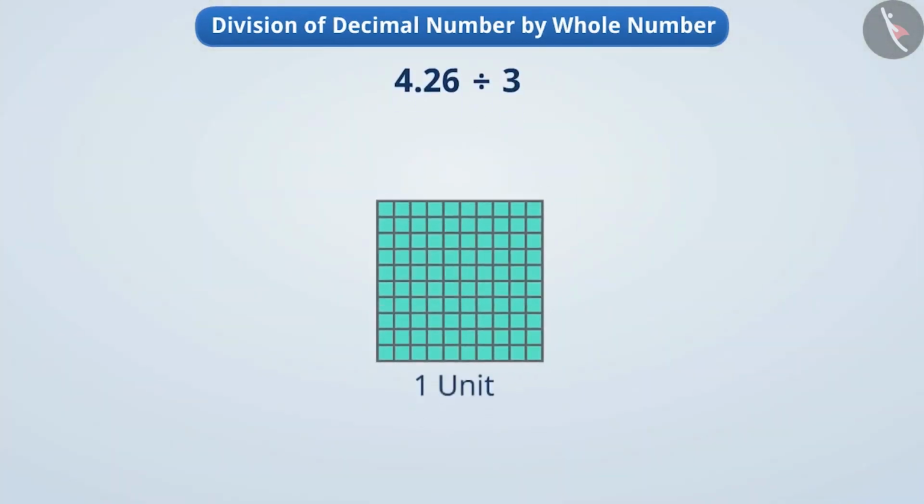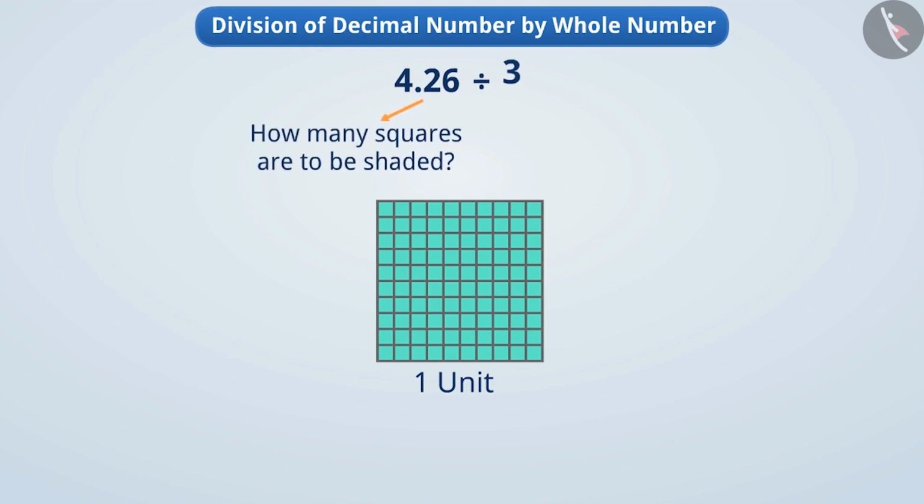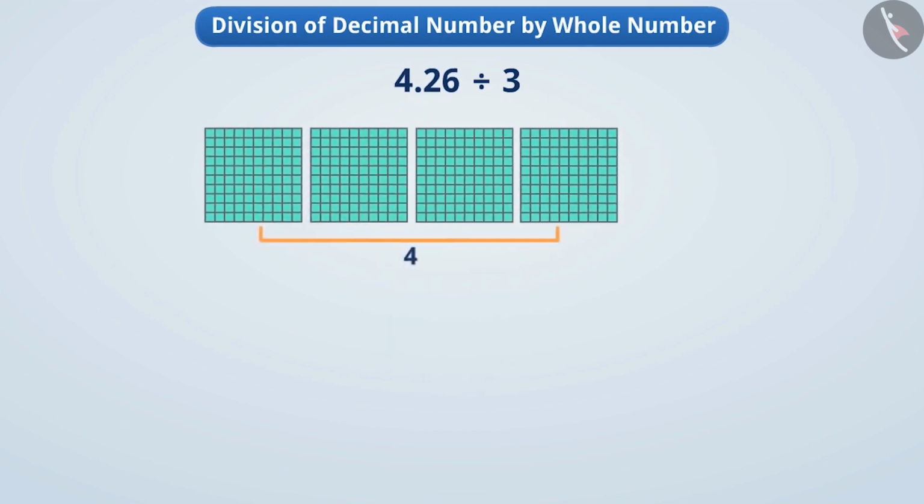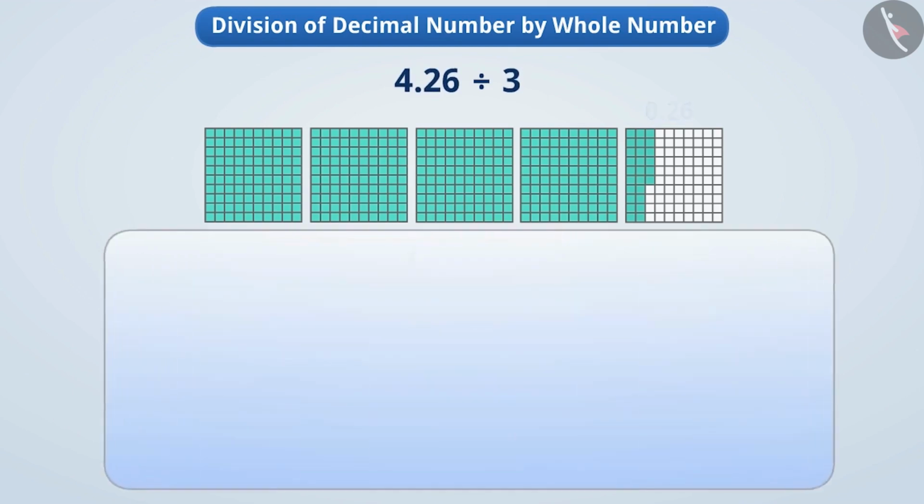If we consider a square as a unit, then the first number, 4.26, tells us how many squares we have to shade, and the second number, 3, tells us in how many equal parts we have to divide the shaded parts. To denote 4.26, we will shade 4 full squares and 2/10 and 6/100 of one square. Now let's divide 4.26 into 3 equal parts.